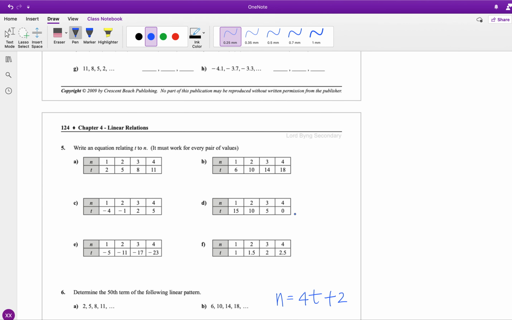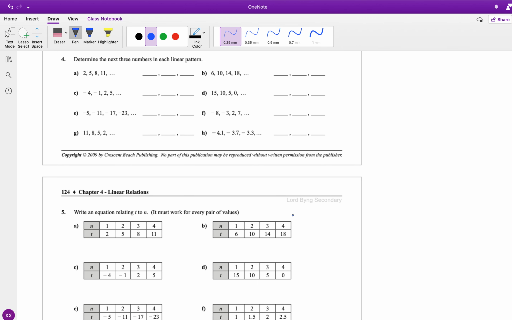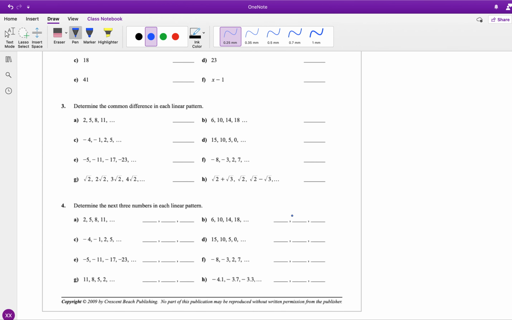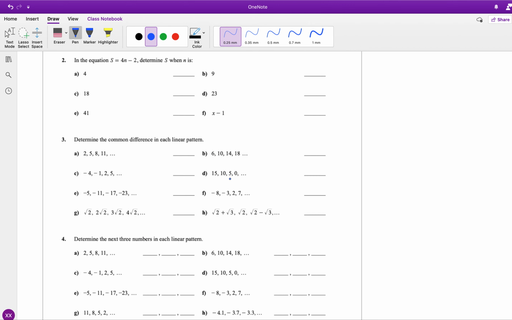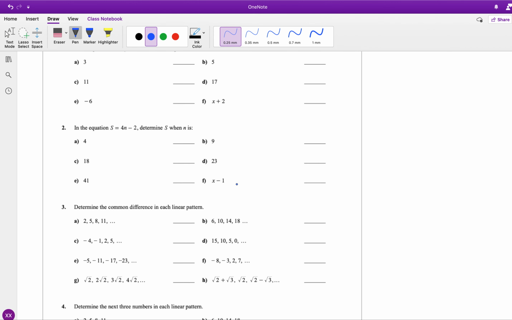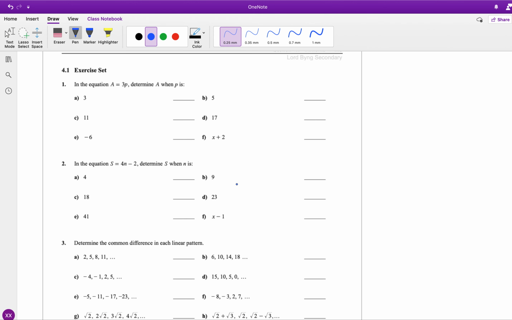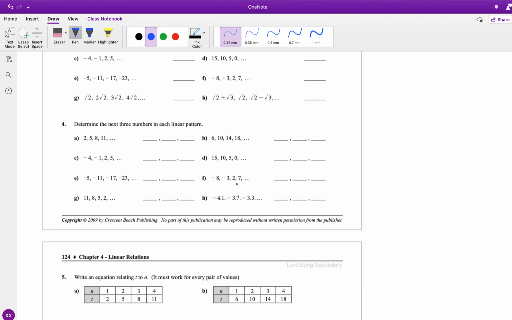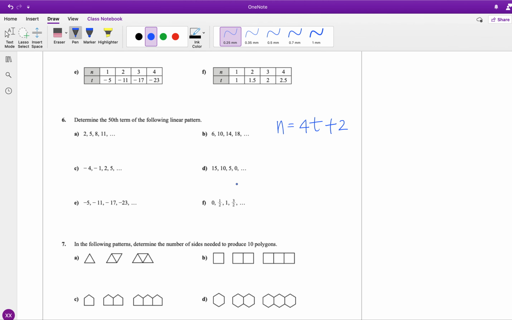And then we should also have another one, which is determining the difference. And that's pretty much 4.1. So please enjoy these questions.